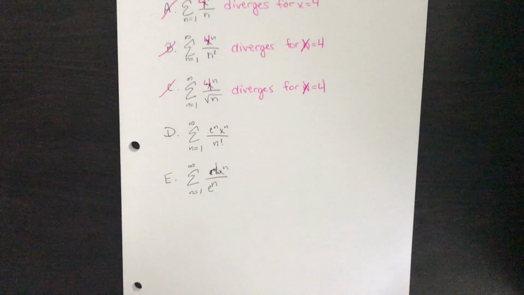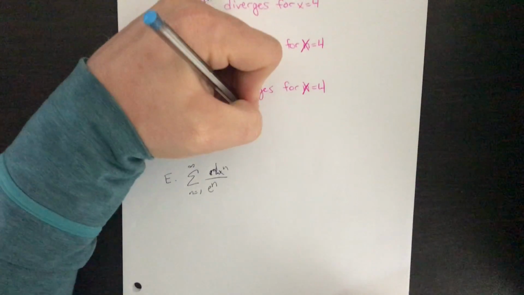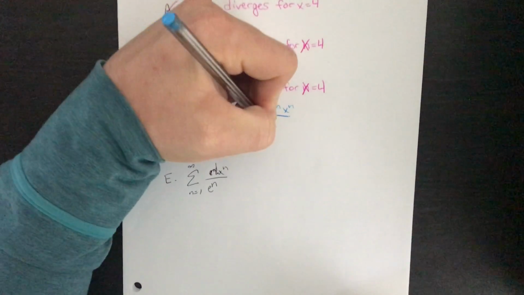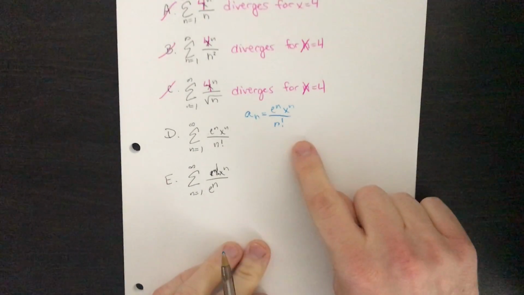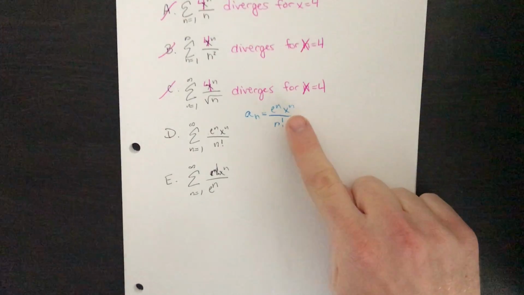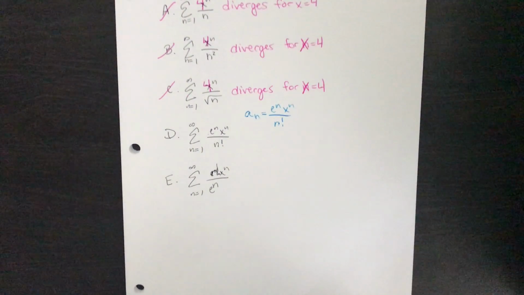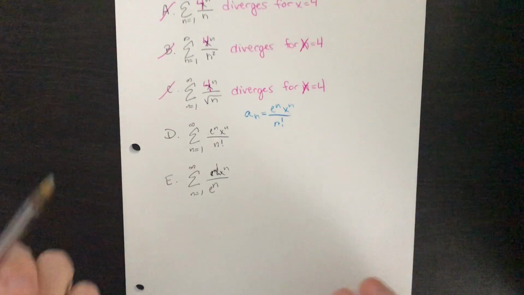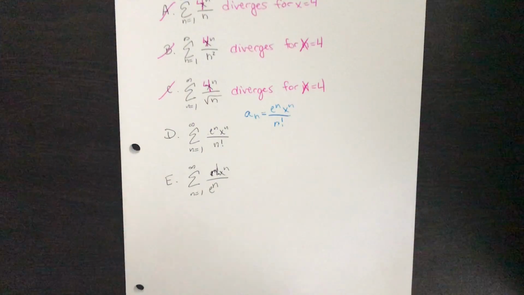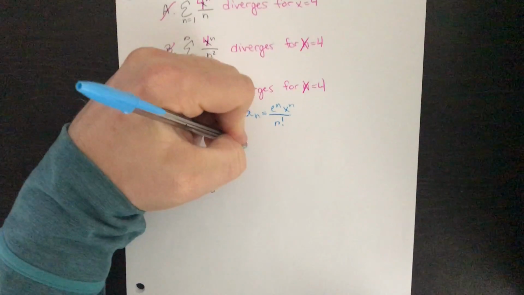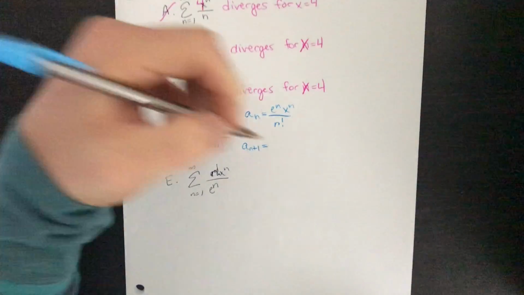So for D, we have a sub n equals e to the n x to the n over n factorial. Yes, it's totally okay to keep an x in there, even though power series aren't necessarily on the exam. They could ask a question like this. They might put a k and say that k is some constant, but being able to do problems like this, you should be able to do it for the AP exam this year.